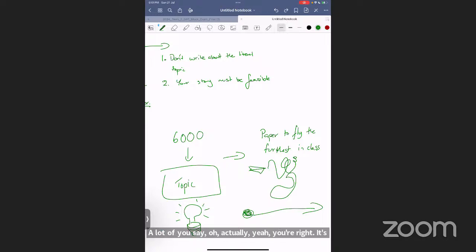The reason your story must be feasible is because if it's not feasible, then your marker won't believe it. And if they won't believe it, it's a bad story, unfortunately. Good stories make you think like you're actually there. Have you ever read a book or a story where you actually felt like you were in that world? So good stories must be feasible.